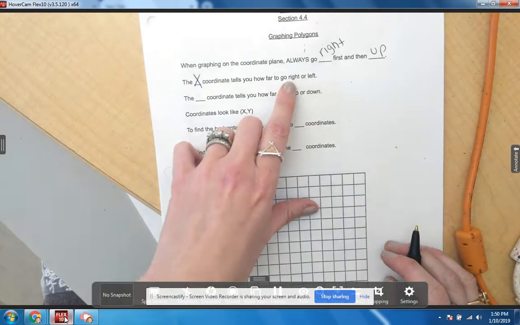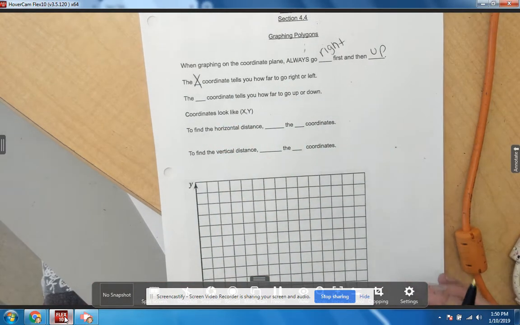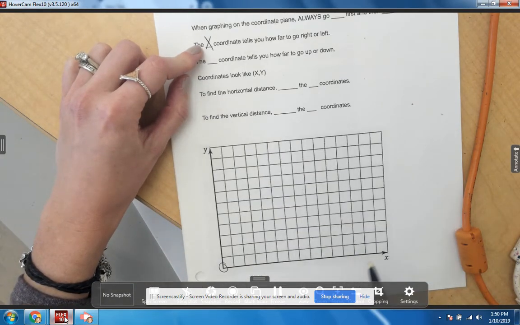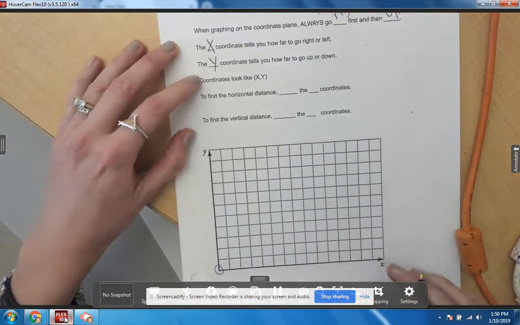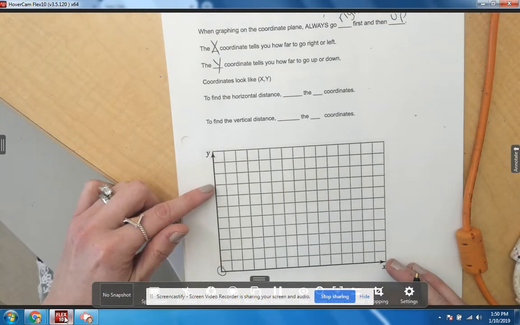We're only going to be dealing with right this time. Eventually we'll be doing right and left, so positives and negatives, but today we're just doing positives. So the X coordinate tells you how far to go to the right. The Y coordinate tells you how far to go up or down. Today we're just going to do up. We're not going to do any negatives.